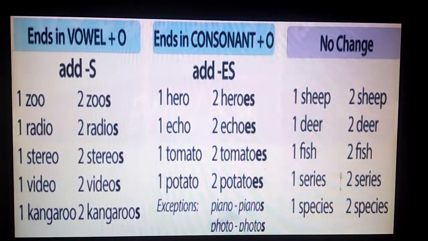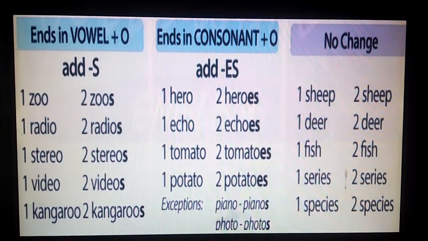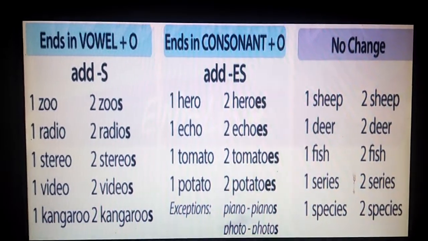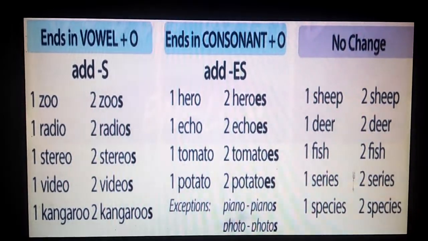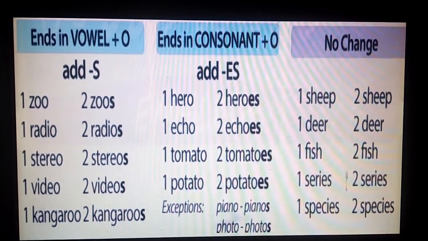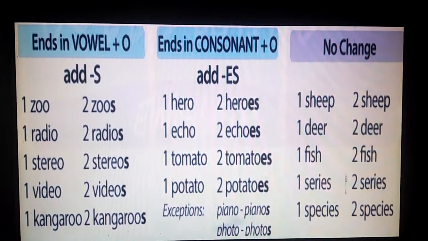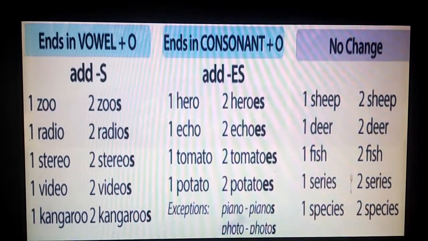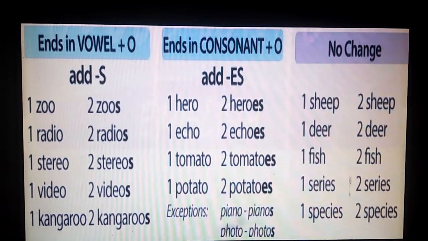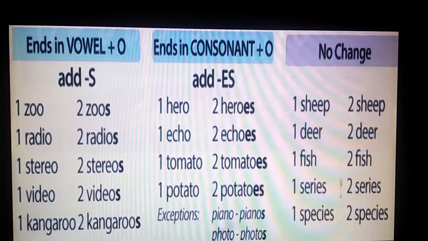And there is one more kind of nouns where there is no change in the singular and plural form. It means both the forms are same, singular also and plural also. And which are they? Sheep, S-H-E-E-P, and the plural also sheep. One deer, two deer. One fish, two fish. One series, two series. And one species, two species. It means these are the nouns which don't have any change in singular and plural. But with the number we can say one sheep means singular, two sheep means plural.